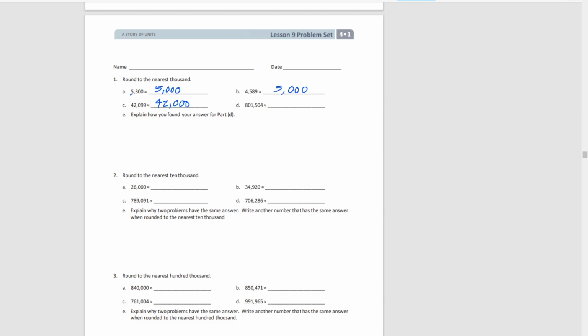Again, we're still rounding to the thousands place. So my 100,000 stays the same. My 10,000 stays the same. So this would either be 1,000 or 2,000. The midpoint would be 1,500. This is a little more than that, so I'm going to round up to 2,000. And my estimate is going to be 802,000. And explain how you found your answer for part D. Pause the video and do that.